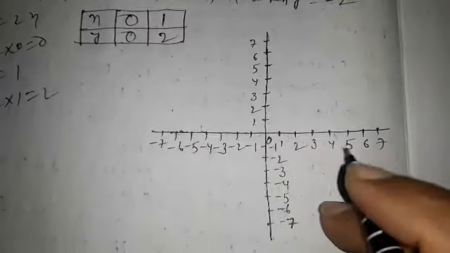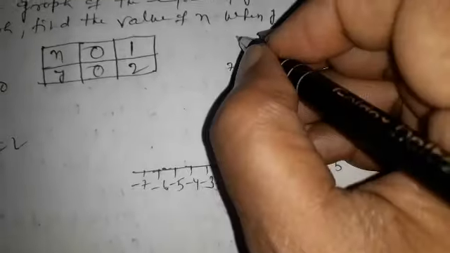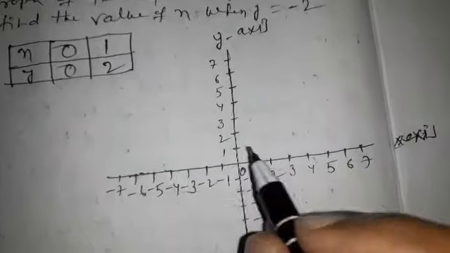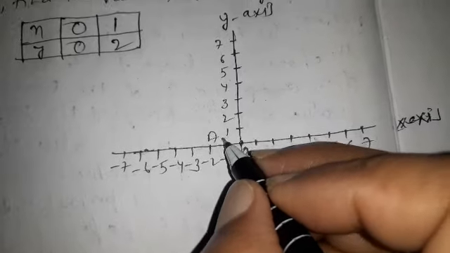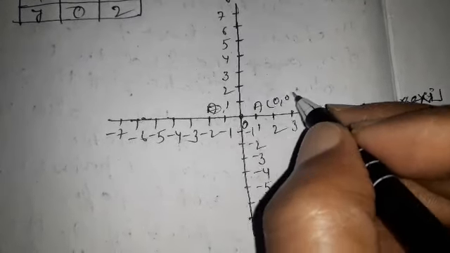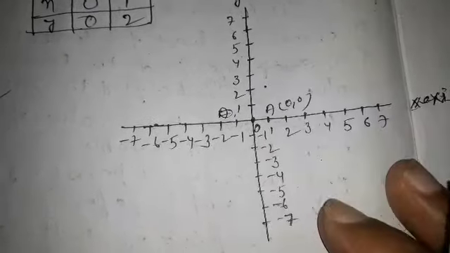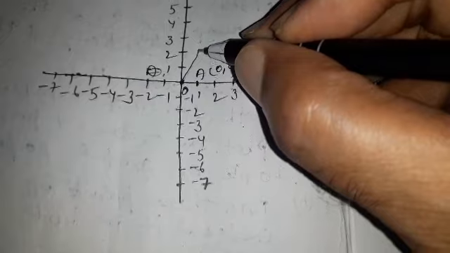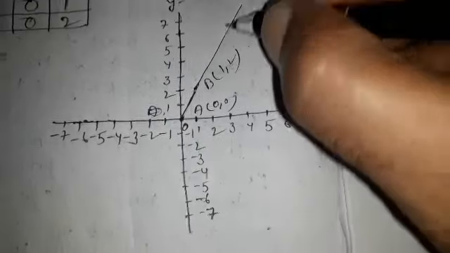Now take the ordered pairs of x and y on graph paper. This is the x-axis and this is the y-axis. When x is 0, y is 0. This is point A, 0, 0. When x is 1, y is 2. Here is point B. Then draw the graph: join A and B, 1, 2, and produce it in both directions.